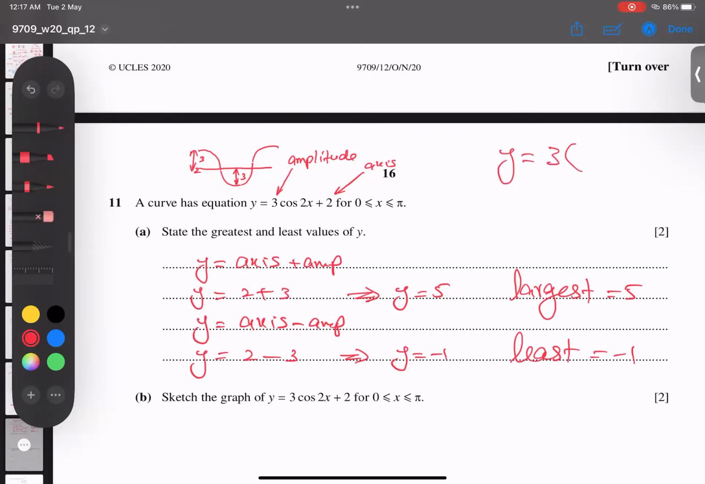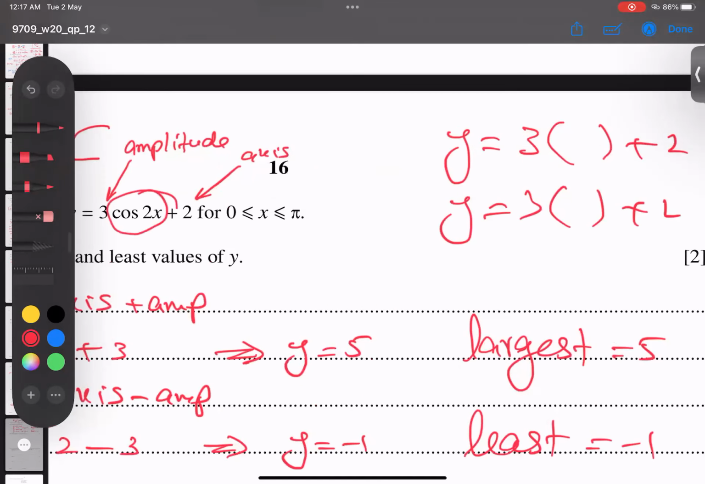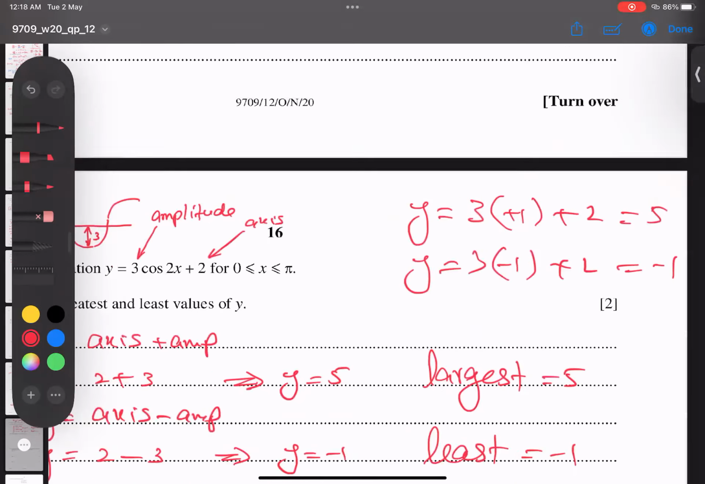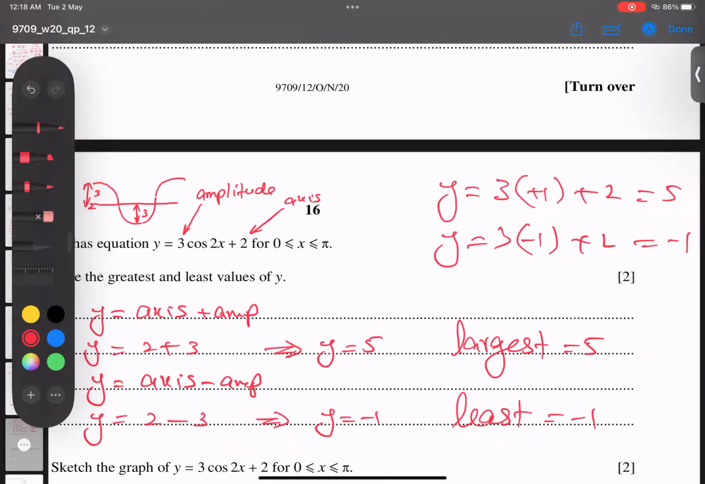A simple and easy way: in the place of sine or cos, one time put +1 and one time put -1. That's it. This is another way. Check it. It is coming 5 directly, and -1 directly. This technique is applicable on both sine and cos curves. So if you are given such a function, simply replace cos and sine by +1 and -1.